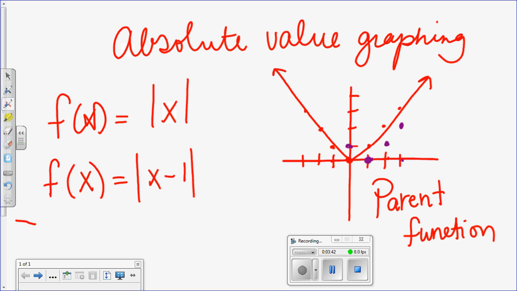So when you put something inside the absolute value bars, it moves the parent function left to right. It slides it over. And we need to think of it as opposite. Minus is going to move it to the right. Plus is going to move it to the left.